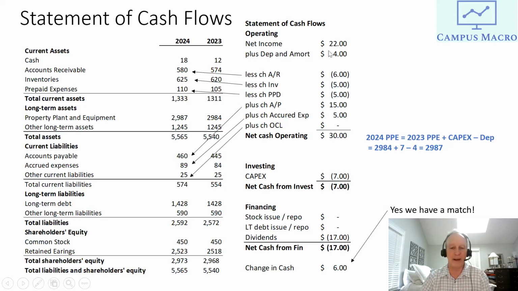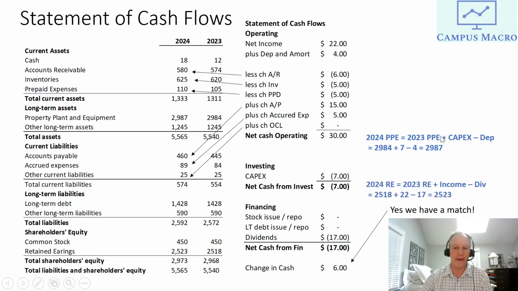Now, one thing that I will also note, take a look at property, plant, and equipment in 2024. Okay, you see it over here. It's 2987. It went from 2984 to 2987. Well, how do we get that? We start with the 2984 number, the 2023 number. We add in the CapEx, because that increases our property, plant, and equipment, and then we subtract out depreciation. That's how much we wrote our property, plant, and equipment down by. So that adds up. That ticks and ties with what we were reporting on CapEx and on depreciation.